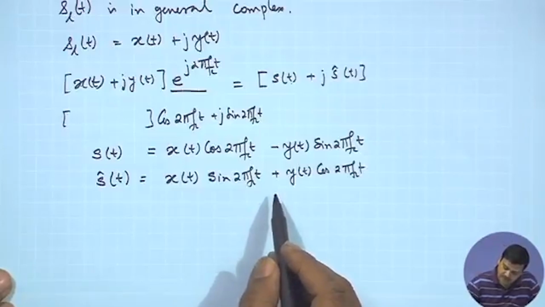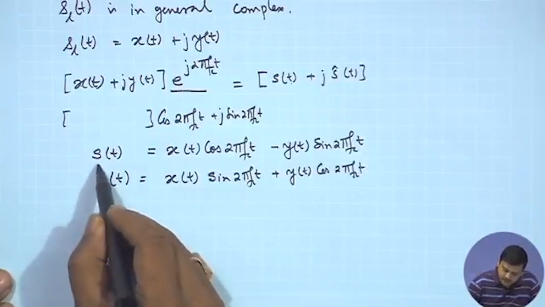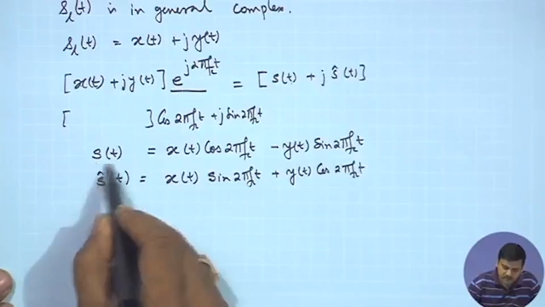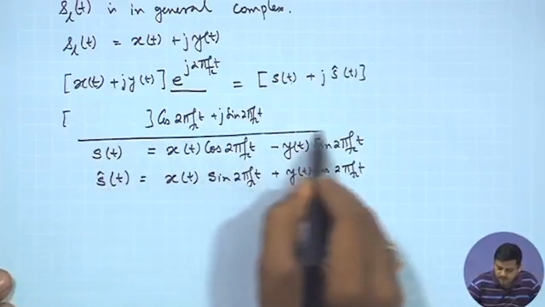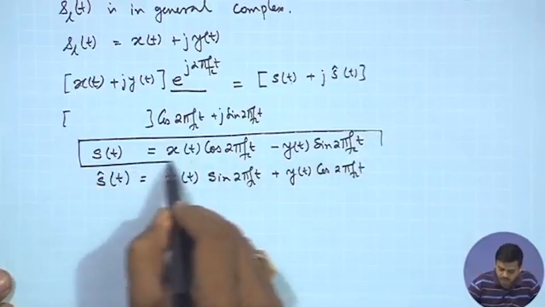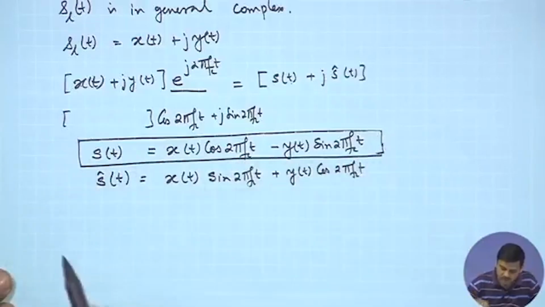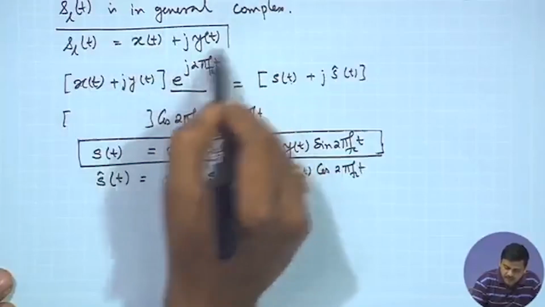Plus, what we see is that S of t, which we said is the real valued signal which goes out, is of this form, where S_L of t is of this form.